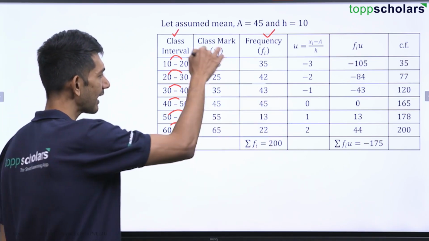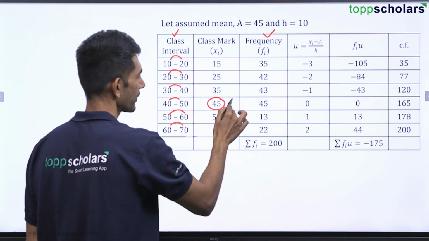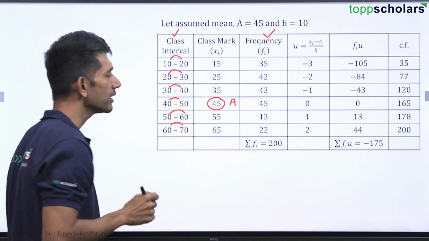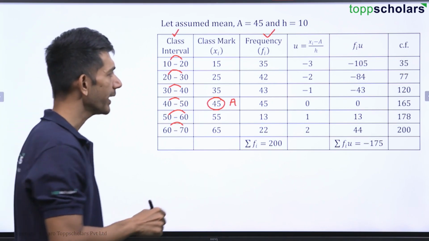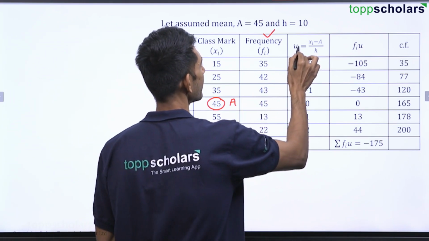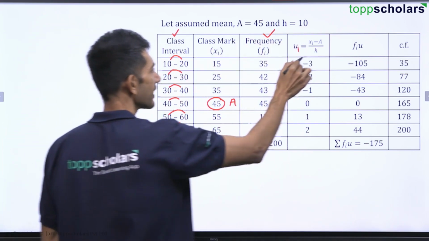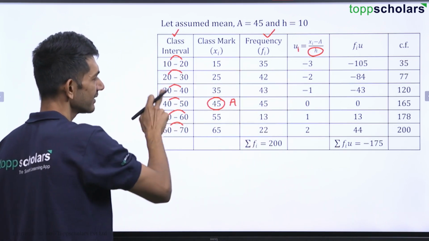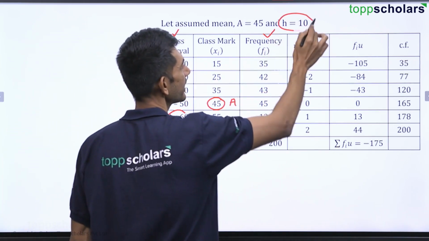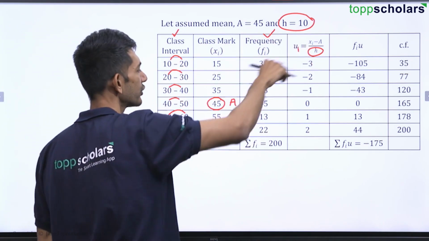Whenever we have the class mark, what you do is first you assume some mean as A. That is called your assumed mean. Then you find out the value of ui. ui is given by what? xi minus A by h. h is the class size. What is the class size? The class size is 10. The gap is 10, so h is 10. A is your assumed mean.